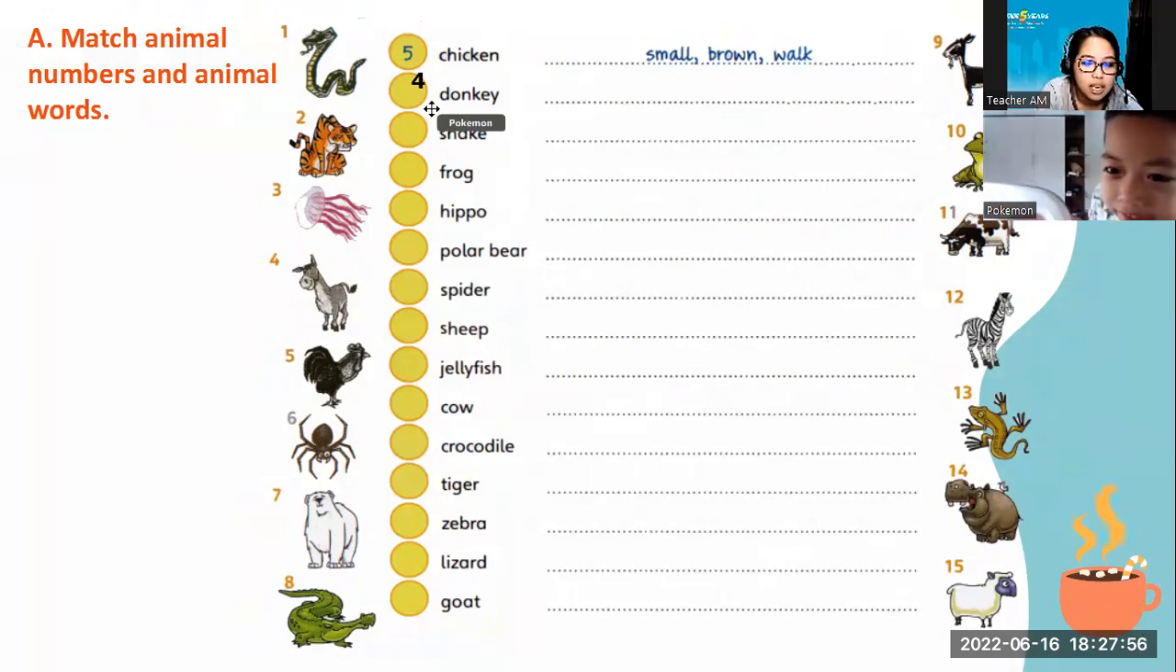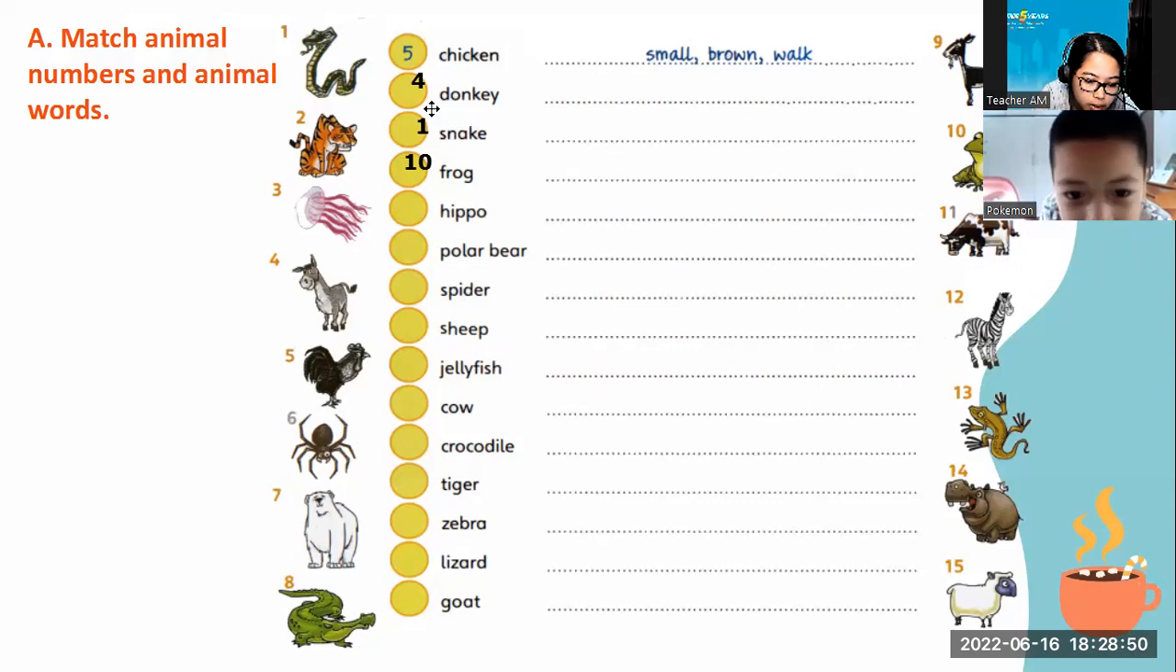What number is the snake? The snake is number five. Oh no, number one. No. What am I doing? One. So that is the frog. Frog. Okay, just continue. We will check your answer after you're done, Jack. Zero. Wait a minute. What's that? Oh, it's a hippo. Hippo.